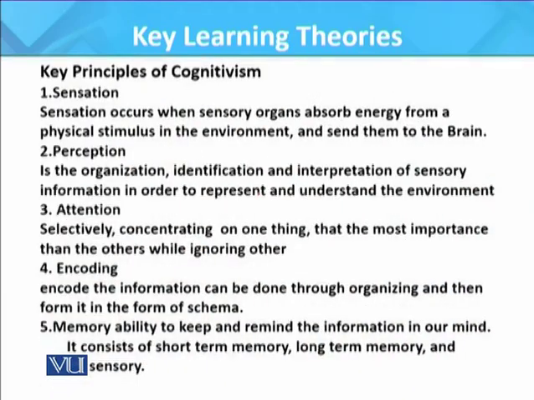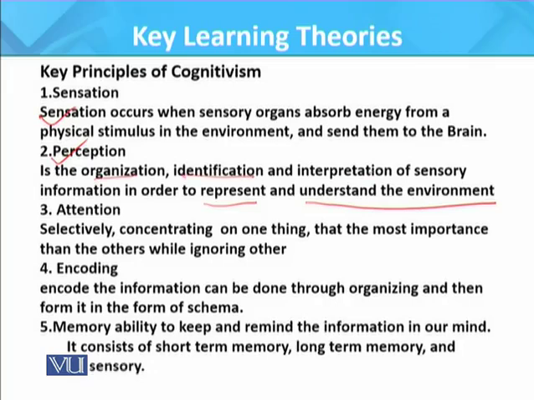The first key principle of cognitivism is sensation. Sensation occurs when sensory organs absorb energy from physical stimulus in the environment and send it to the brain. Perception is basically the organization, identification, and interpretation of sensory information in order to represent and understand the environment. So organization, identification, and interpretation of sensory information.